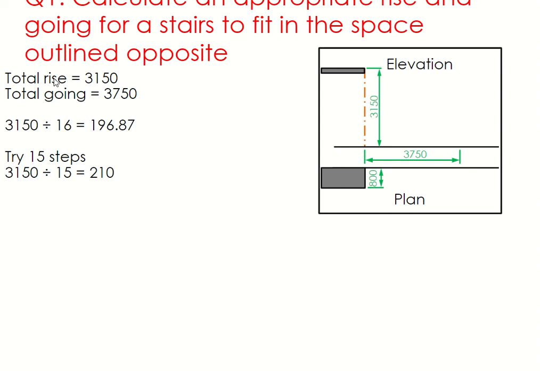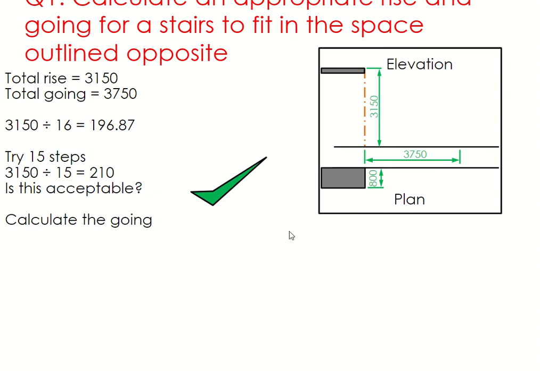The total rise divided by 15 steps gives a rise for each step of 210 millimeters. Is this acceptable? It is, because remember, the regulations state that it needs to be no more than 220. So that's the first part done. We know what our rise is going to be. We now need to find the going. Similarly, the going measurement we're given is 3,750.